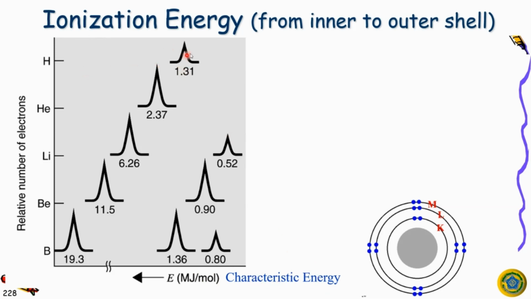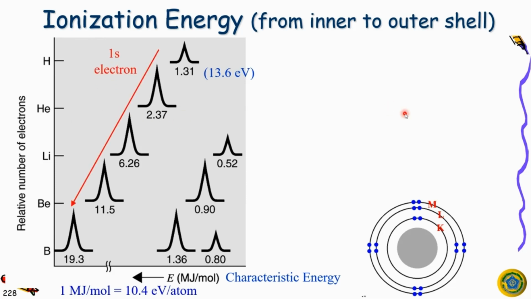For example, hydrogen, the energy should be here. Helium should be here. So if you convert this megajoule per mole energy unit to electron volt, hydrogen will be 13.6 electron volt, right? And helium will be increased. So this is 1s electrons. Helium has 2 electrons. Hydrogen has 1 electron in 1s orbital.